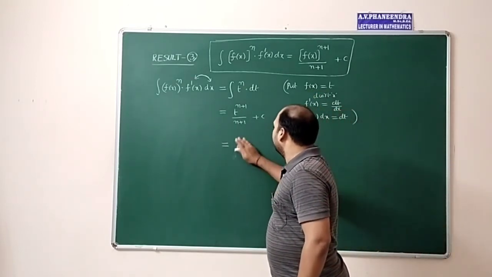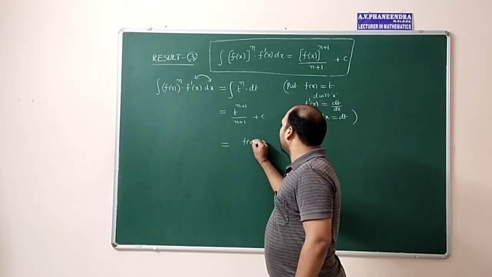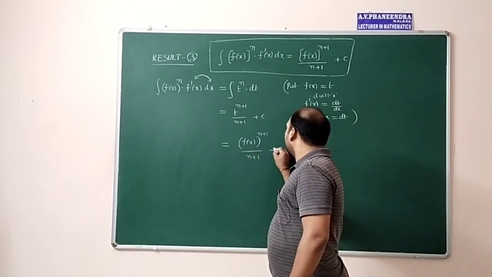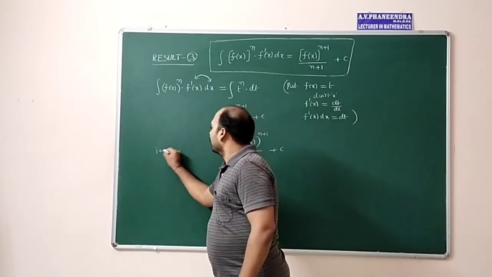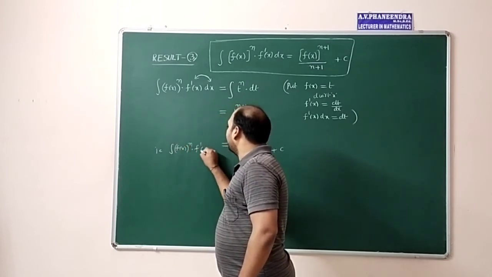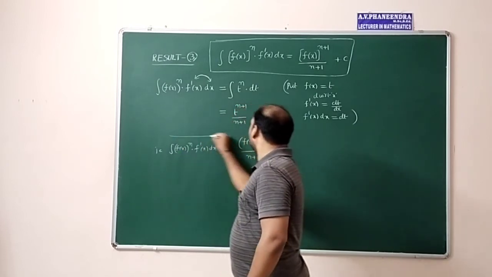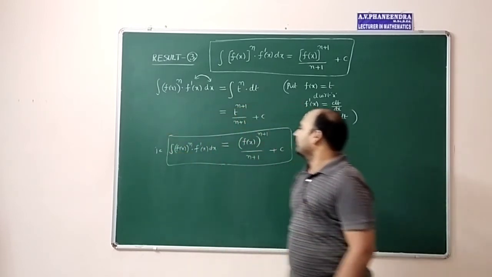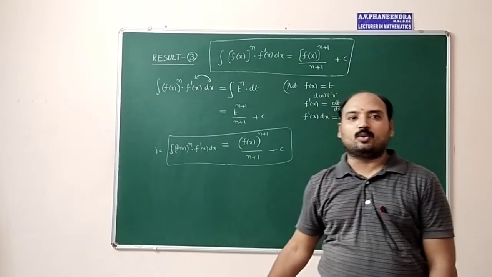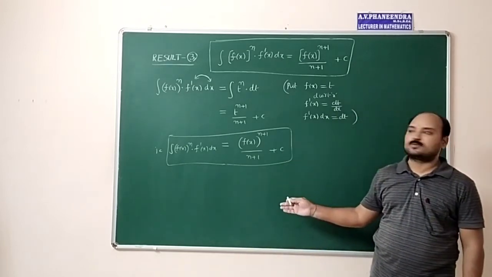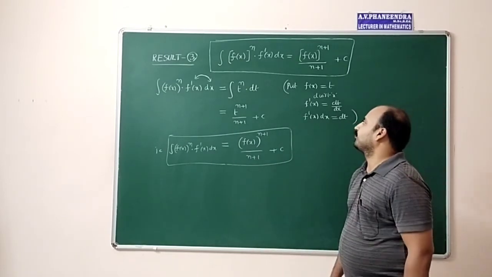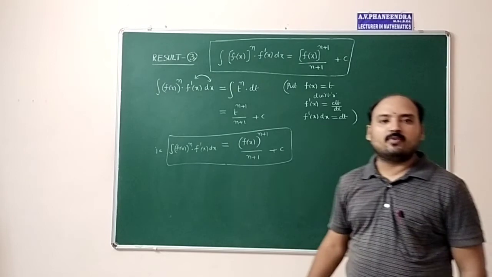Therefore, (f of x) whole power n plus 1 divided by n plus 1 plus c, that is, integral (f of x) whole power n into f dash of x into dx is equal to (f of x) whole power n plus 1 by n plus 1 plus c. This is the way you have to do that. For this also we will give one example.